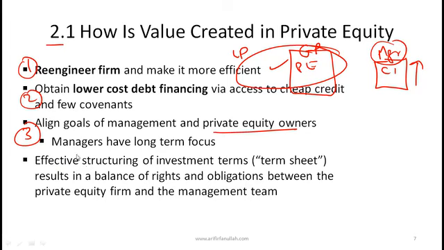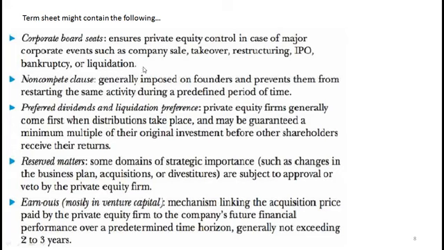And finally, what happens in private equity firms is generally there is an effective structuring of investment terms. The very loose comparison would be, in the corporate publicly traded company world, the corporate governance charter defines the balance between investors and company management. The roughly analogous term in the world of private equity is a term sheet. So we want a term sheet that results in a balance of rights and obligations between the private equity firm and the management team. And this is an excerpt from the curriculum.